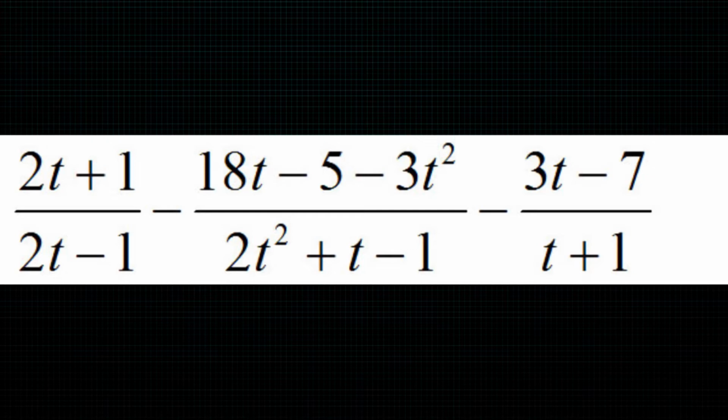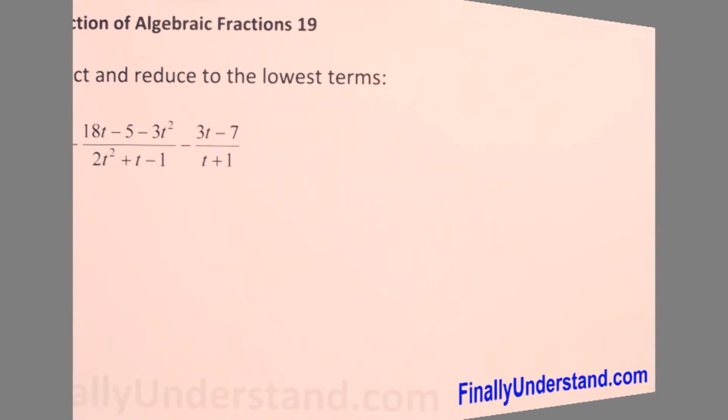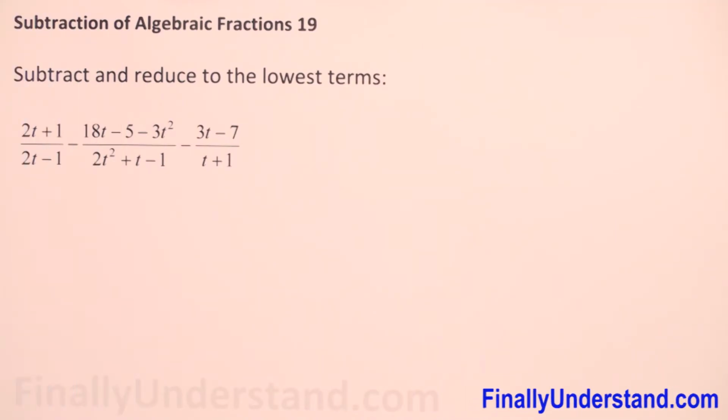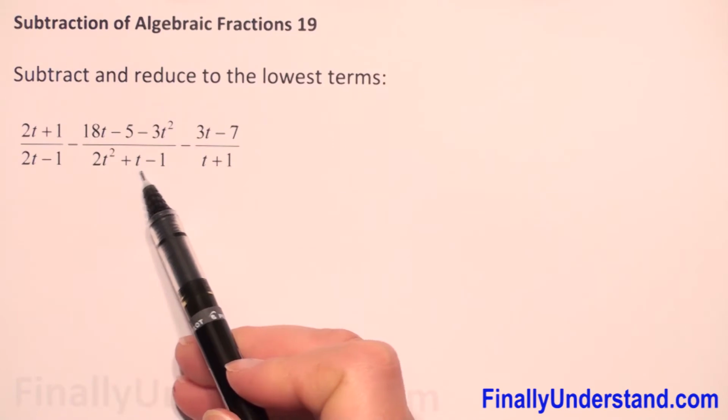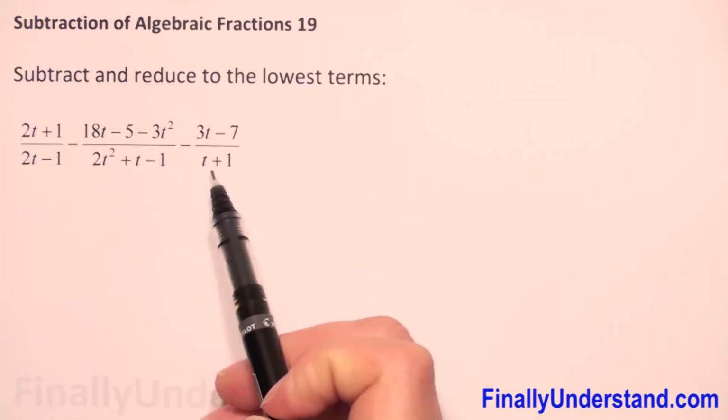We have subtraction of algebraic fractions. How do we do this? The same as subtraction of fractions. It means we have to have the same denominator. In the first denominator we have 2t minus 1. In the second we have a general quadratic trinomial, and in the third we have t plus 1.